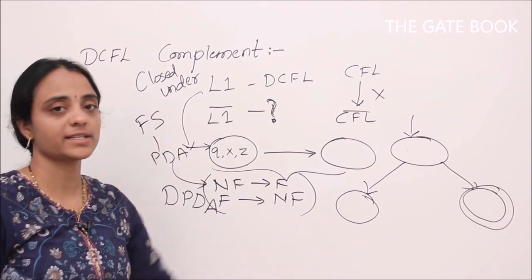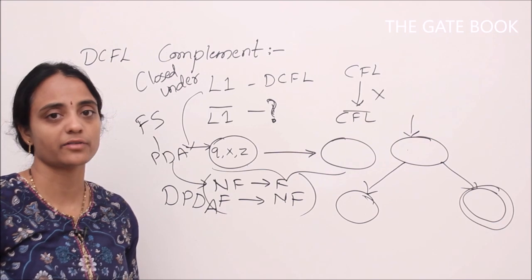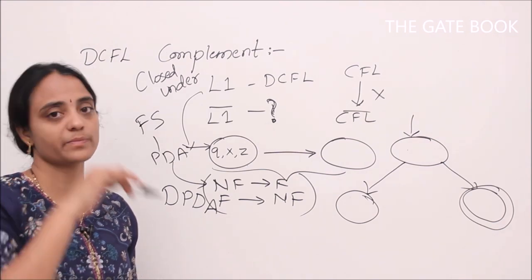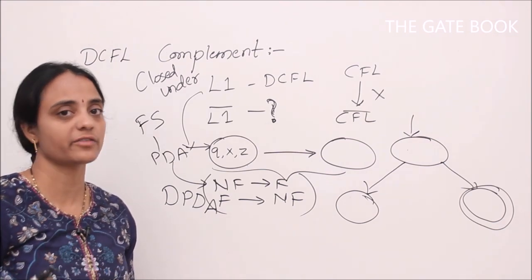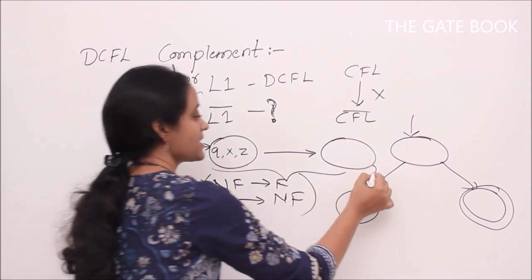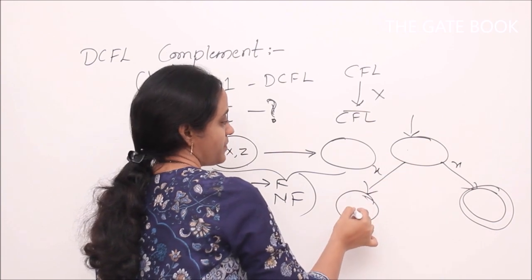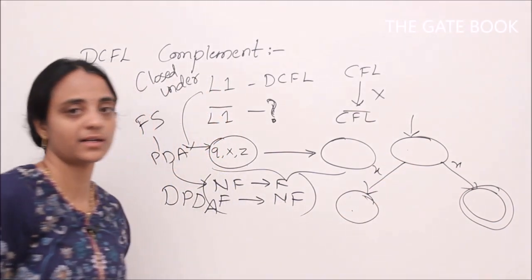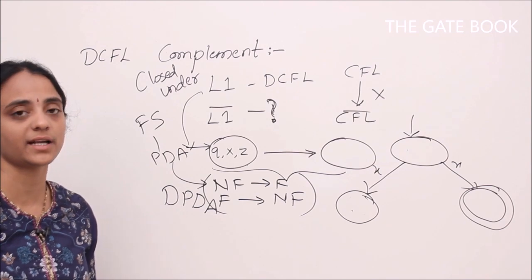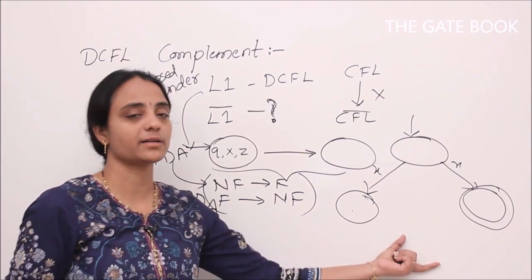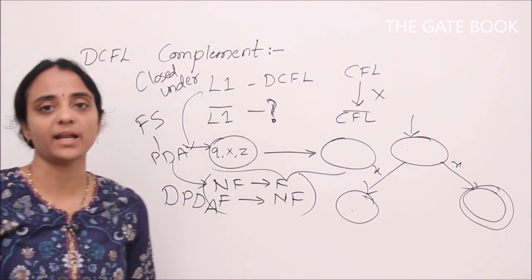Why are we interchanging the states? We are interchanging final and non-final to reject whatever was being accepted and to accept whatever was being rejected. But assume this is the same input symbol. Previously it was getting accepted in this path, now it is getting accepted in this path. That means we are not actually complementing the language. Because of the non-determinism, we couldn't complement the language.